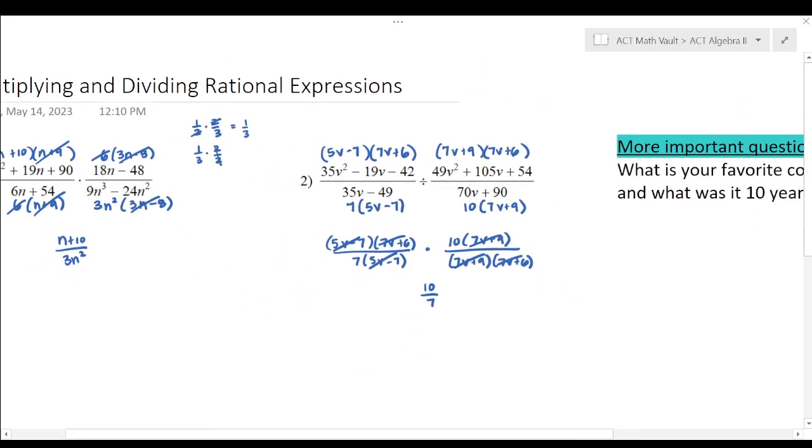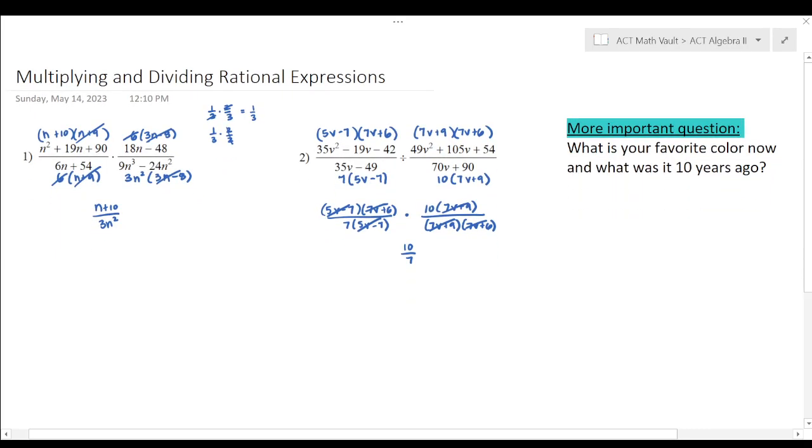Now, to make sure we don't take ourselves too seriously, let's think about the fun question. What is your favorite color now, and what was it 10 years ago?